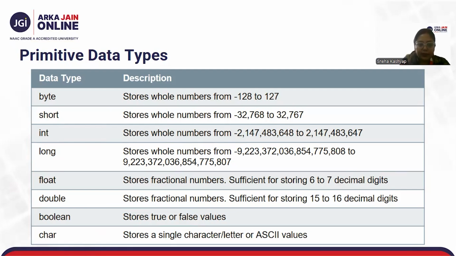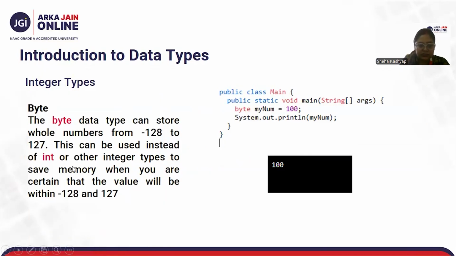When we talk about byte, byte stores whole numbers from minus 128 to 127. Then short again stores whole numbers, which range from minus 32,768 to plus 32,768. Integer stores numbers ranging from this to this. Long stores whole numbers ranging from this to this. These are the four different forms of integer.